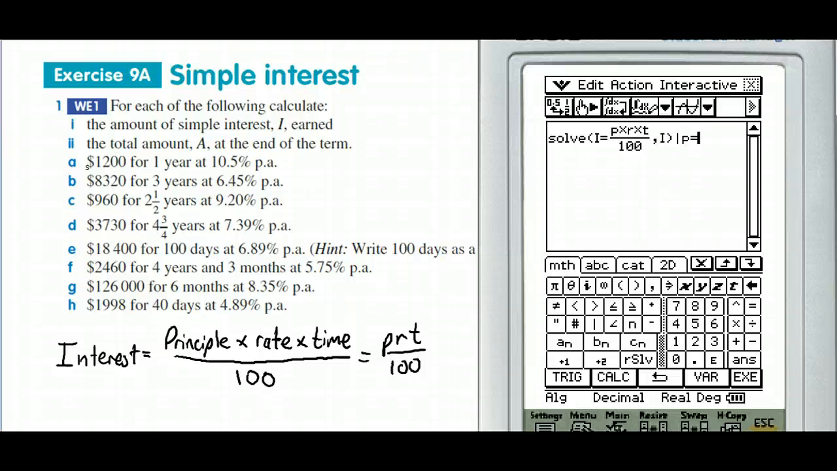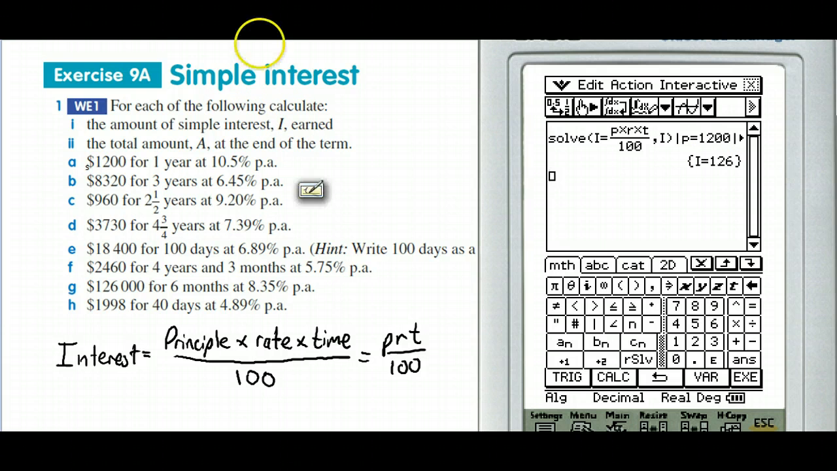So the principal in this question, it says $1,200 is the principal for 1 year at 10.5% per annum. So let's put in 1,200, another vertical bar, and then the rate of interest, we need to write in the percentage, 10.5. We don't need to write the percent symbol, just the number. And then another define symbol, and the time in this case is 1 year, so T equals 1. When we execute that, or press enter for the answer, it tells us the amount of interest earned is 126.